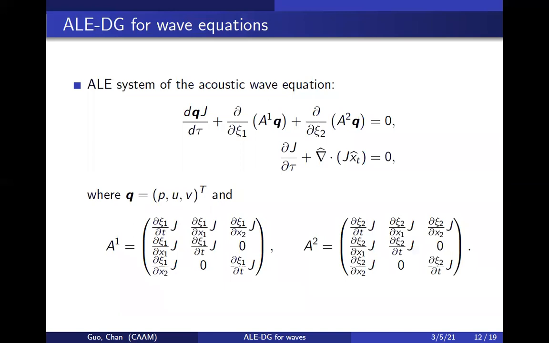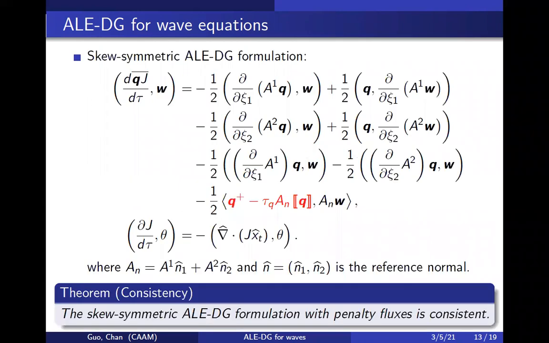Now, let's consider the acoustic wave equation. We will first rewrite the ALE system for the conservation law into matrix form. Here we will have two coefficient matrices consisting of geometric terms. Again, we adopt a skew-symmetric ALE DG formulation for the ALE system.